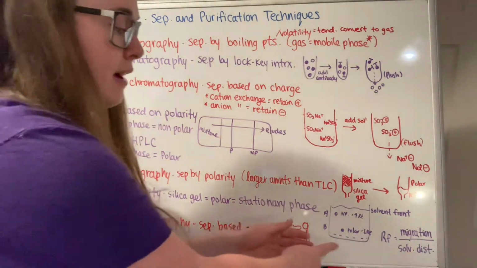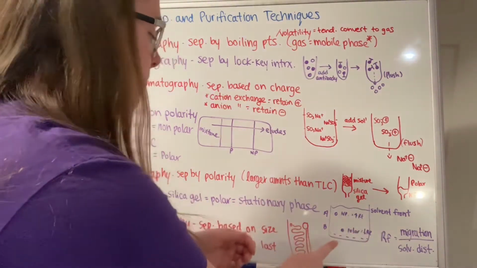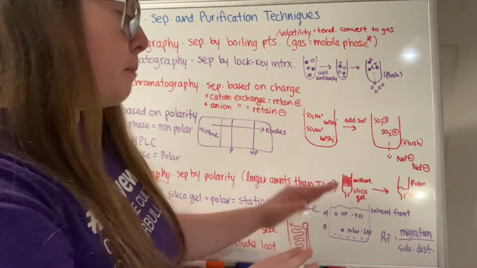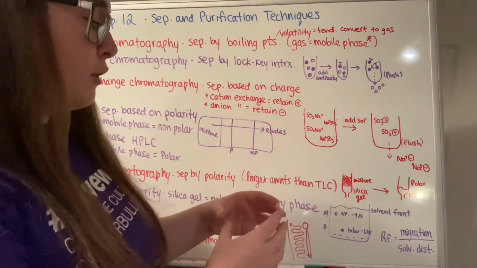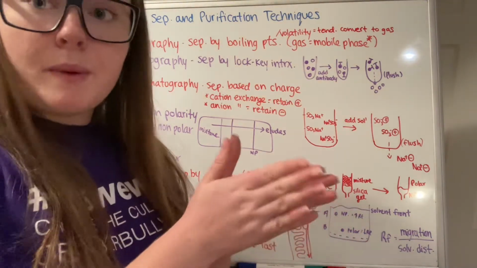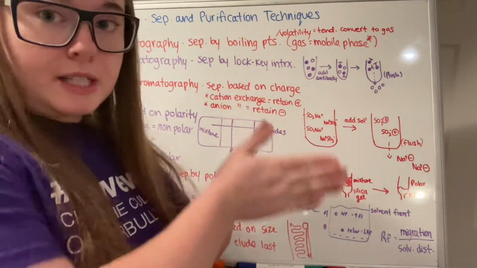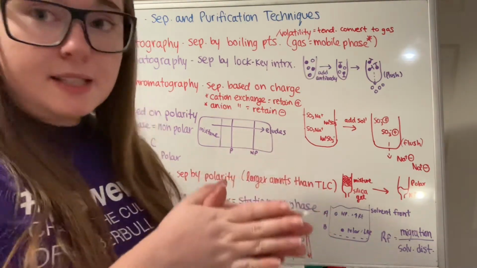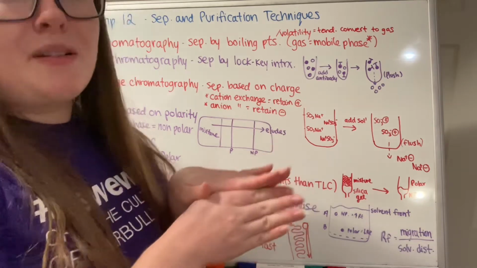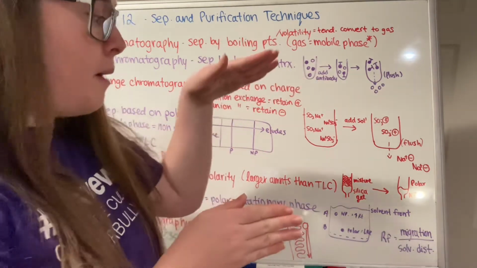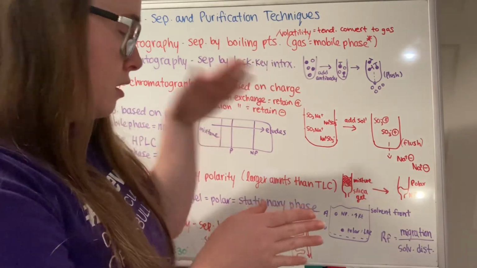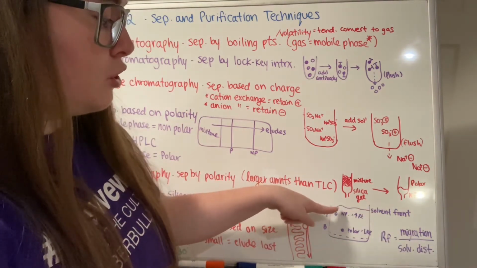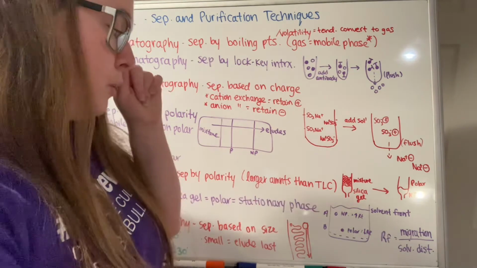I'll say it again. If you have your mixture here, because your stationary phase is polar, the polar molecules inside your mixture are going to stay with the stationary phase. They're not going to move. But your non-polar molecules, because they do not like polar things, will try to move away from the polar phase. And that's why the solvent front is going to contain mostly your non-polar molecules.